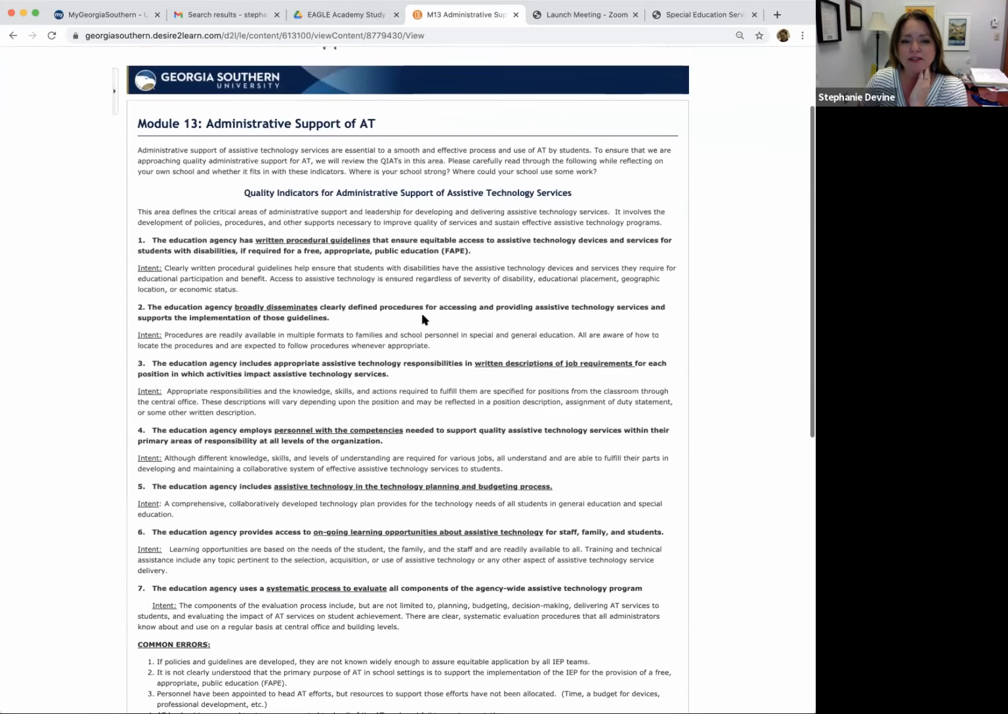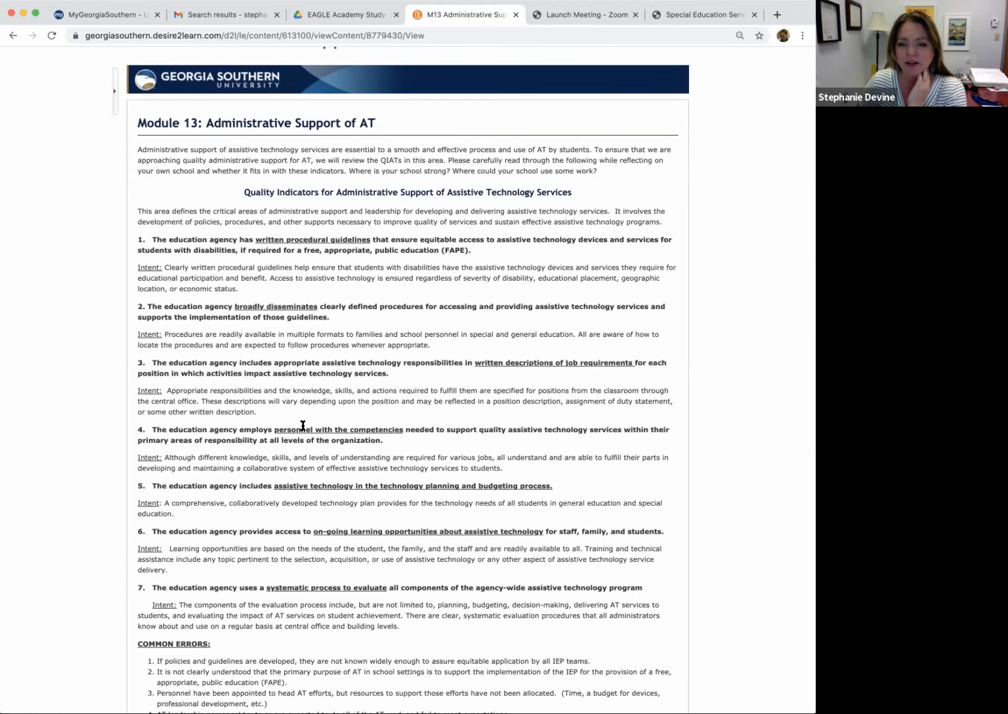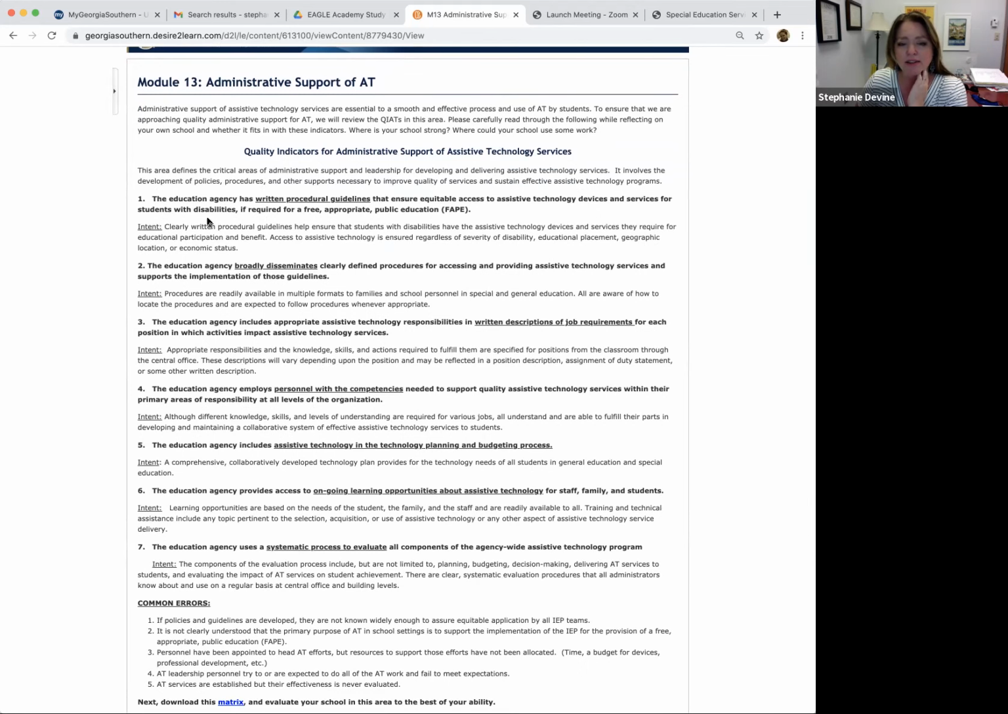But let's talk about administrative support. Here are the quality indicators for administrative support when it comes to assistive technology services. You can rate your district on whether your school or district has a written procedural guideline that ensures equitable access to AT devices and services for students with disabilities, if required for FAPE. Here you're looking at whether there is a clearly written procedural guideline on how to provide access to AT for your students.